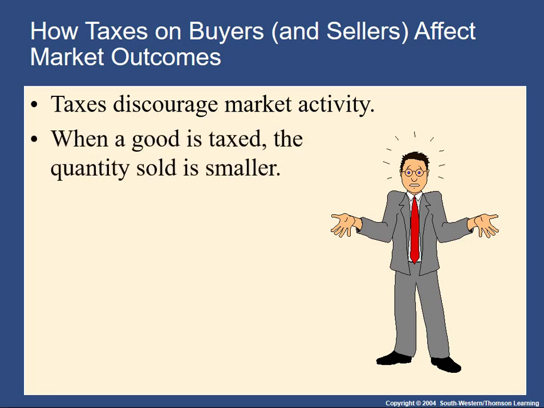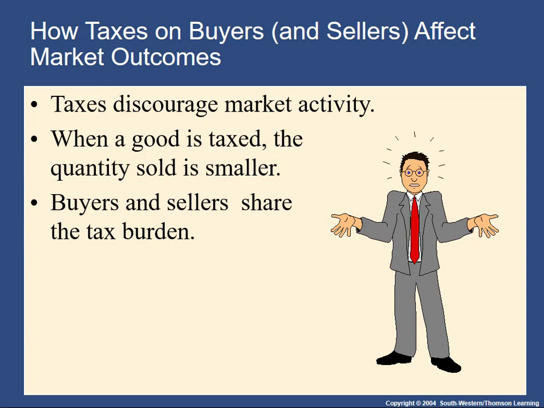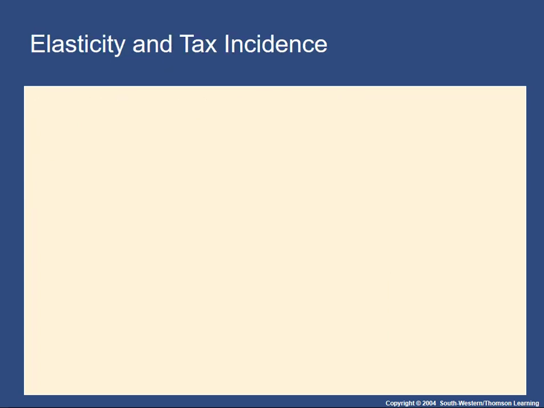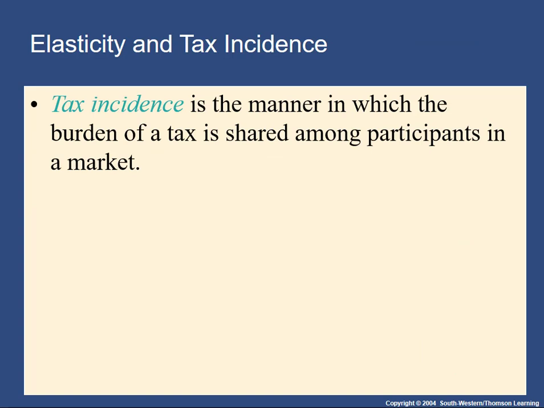So when a good is taxed, the quantity sold is smaller, and buyers and sellers have to share that burden. And again, we'll define burden precisely in a moment. So we want to talk about this concept of elasticity, and this is really how we discuss the concept of desperation on part of the buyer and the seller. So when demand for a good is inelastic, that is an indication that the buyer is desperate.